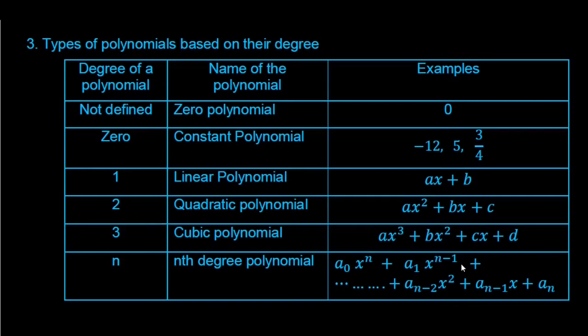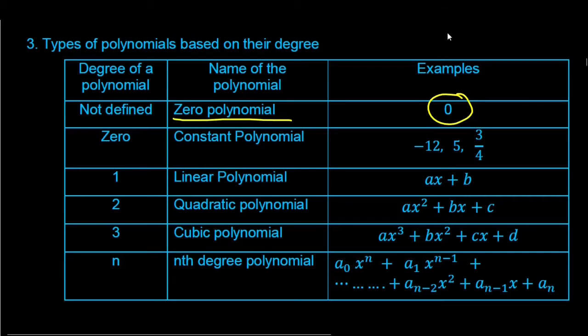We can categorize polynomials based on their degrees. We can use this nomenclature based on the degrees. Degree of the polynomial, name of the polynomial, and some examples are given here in this table. Zero polynomial. What is zero polynomial? Zero is called zero polynomial. Only this one is called zero polynomial. The degree of zero is not defined.